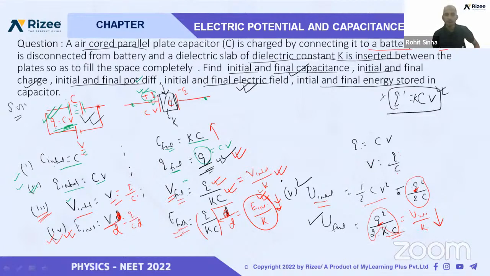Only one thing remained constant, that was charge. Charge remained constant. That is the first conclusion. Second conclusion, capacitance increased. Third conclusion, potential, electric field, and energy, all three of them decrease.